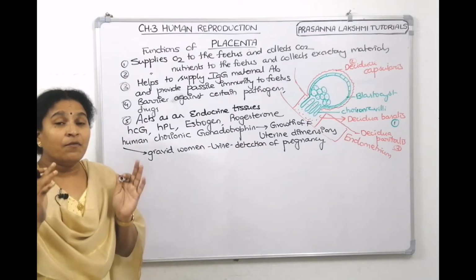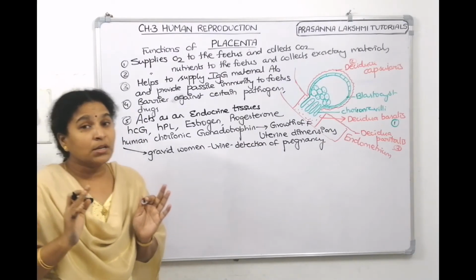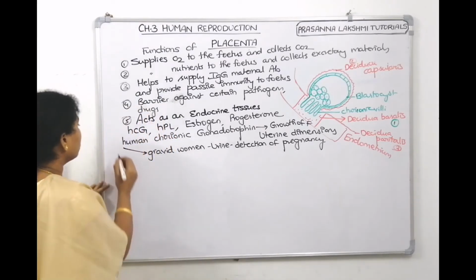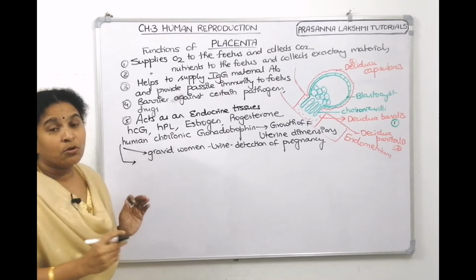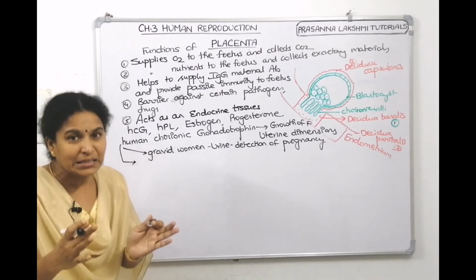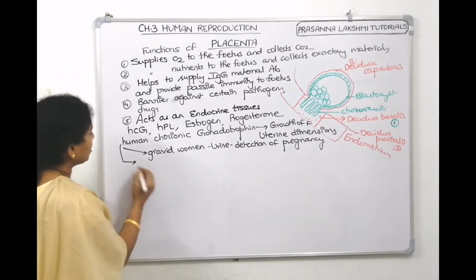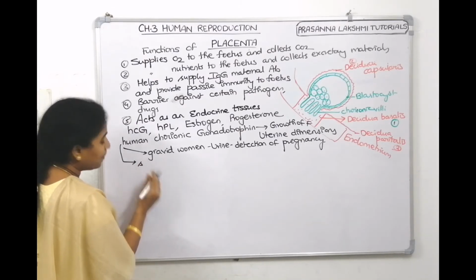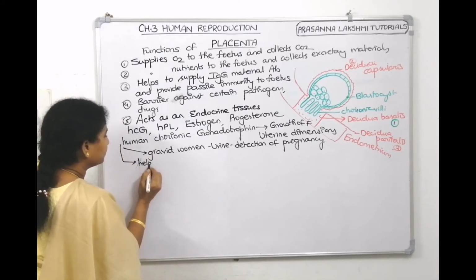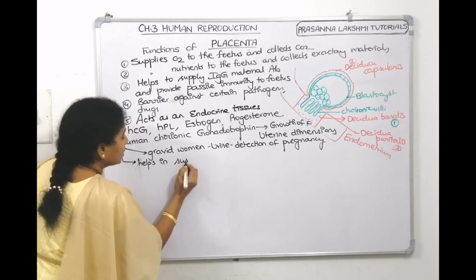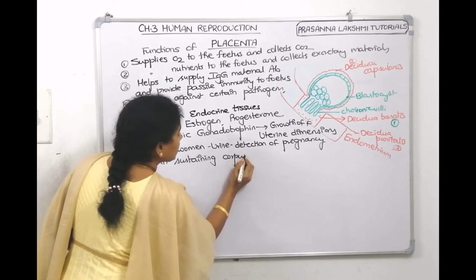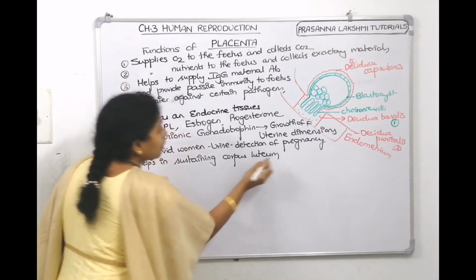Now HCG will sustain the corpus luteum. What is corpus luteum? Temporary endocrine tissue which produces progesterone. So progesterone is a pregnancy maintaining hormone. Now HCG will allow the corpus luteum to sustain so that it can secrete progesterone. HCG helps in sustaining corpus luteum.